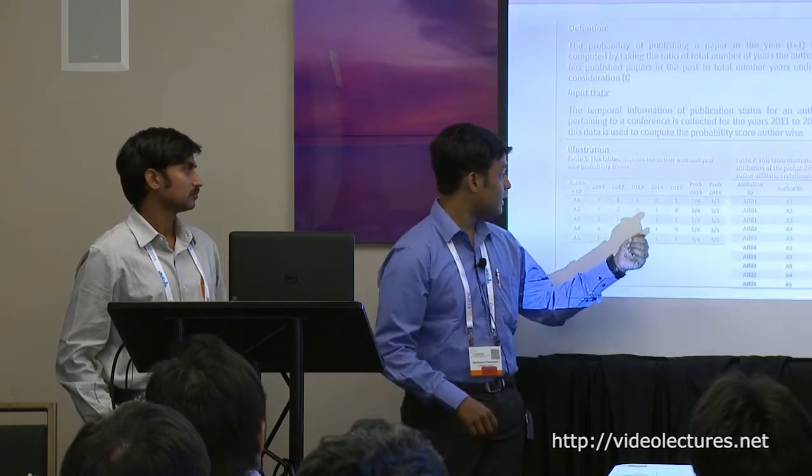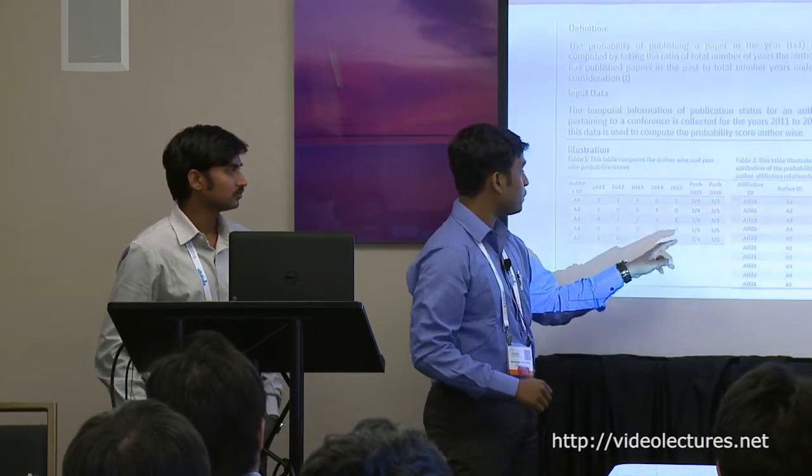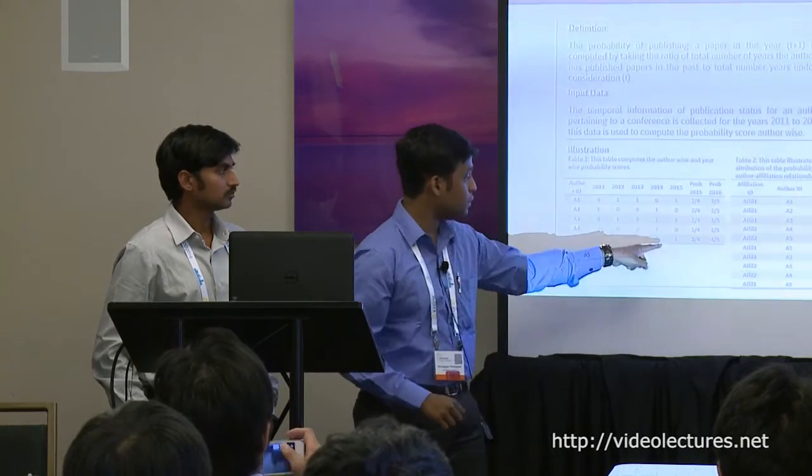For 2015 we have 4 prior years, 2011 to 2014. Out of those 4 years, we count how many years he has published a paper, and you can see he has published two times out of 4. This is the actual data: 1, 0, 1, 0, 1.